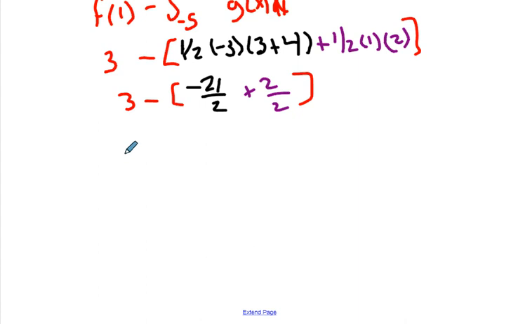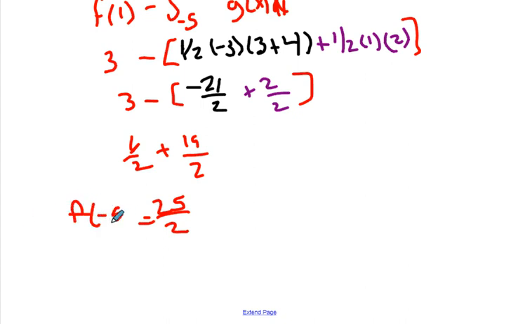Alright, so I'm going to make 3 a base of 2. So that's going to be 6 halves minus a negative 19 halves, so plus 19 halves gives us 25 halves equal to f of negative 5. And that would be our final answer.